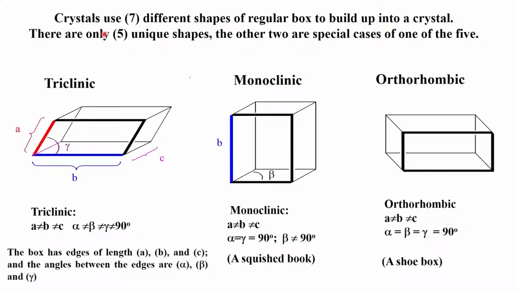So, here is something which I have written. Crystals use different shapes of regular box to build up into a crystal. This is a very interesting statement. That means that the different shapes of a regular box, you see the word regular means that it cannot have a dimension which is not available for the atom to occupy or the molecule to occupy. In other words, every atom has a certain volume and every molecule will have a molecular volume. And we know that by the definition given so far that we have to have close packing in a crystal.